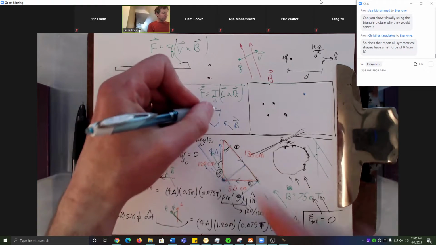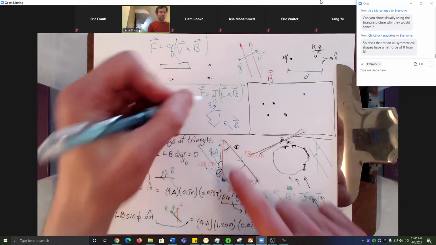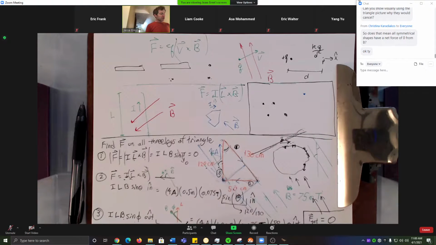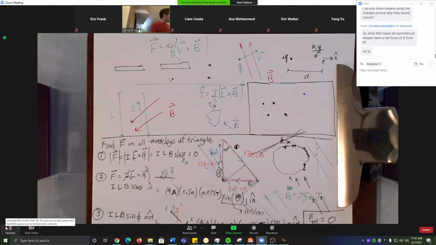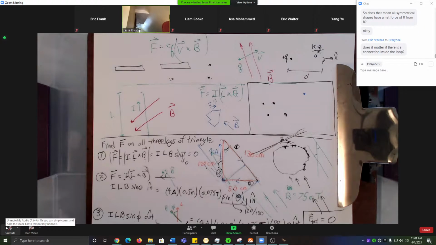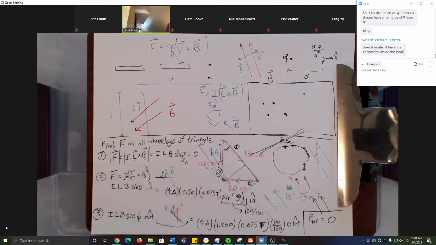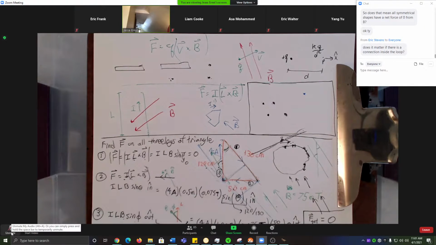Right? If a loop has a current I going around it, the individual legs have forces on them, but the total force will be 0. Okay. So let's move on to one last thing. I'm glad we spent a while on that loop because it'll quicken the very last thing we're going to do in this chapter.